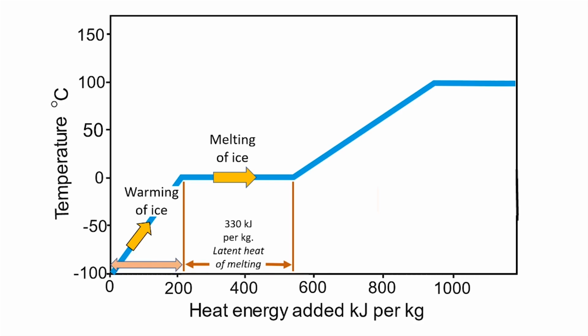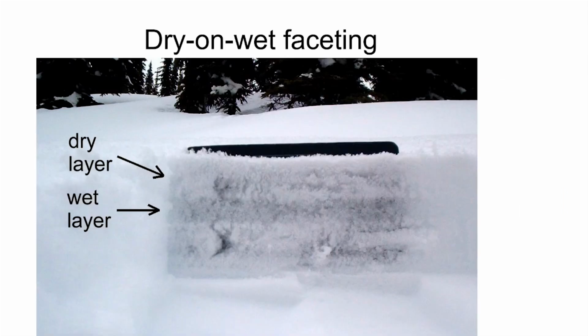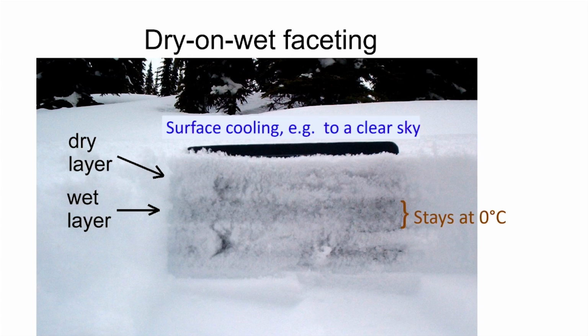I find the latent heat of melting snow by itself fascinating. However, if you're wondering what it has to do with avalanches, here are two examples. First example. When dry snow falls on a wet layer, the latent heat in the wet layer makes it slow to freeze. So part of the wet layer stays at 0 degrees Celsius while the wet layer is freezing. When the surface of the dry layer is cooled, typically by radiant cooling to a clear sky, the temperature gradient in the dry layer increases, especially at the bottom of the layer.